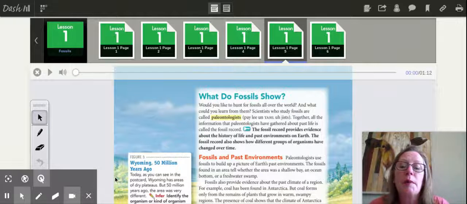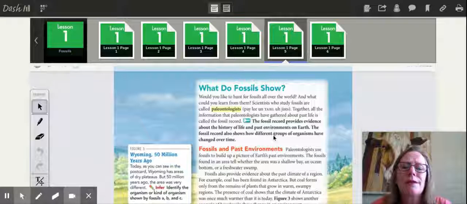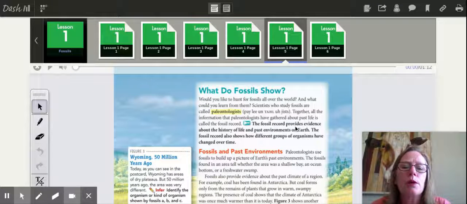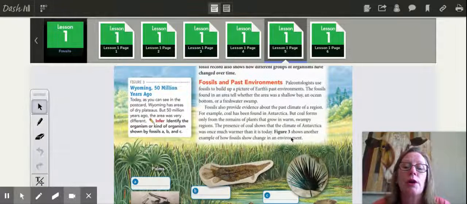Flip over to page 202, and look where it says scientists who study fossils are called paleontologists. So that's something to underline. And then what does the fossil record show? It shows evidence about the history of life and past environments on Earth. It also shows how different groups of organisms have changed over time. So that's a good thing to highlight.